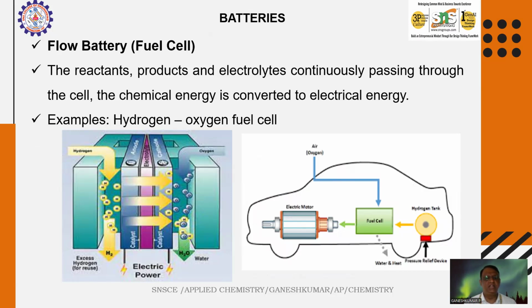The third one is the flow battery, or we call it a fuel cell. The reaction products and electrolytes are continuously passing into the battery, so we call it a fuel cell. The best example is the hydrogen-oxygen fuel cell, in which hydrogen is the fuel and oxygen is the oxidizer, which combine to form energy. It produces water as a byproduct. So these batteries are considered to be non-polluting in nature, and they have wide application in the automobile industry and other industries.